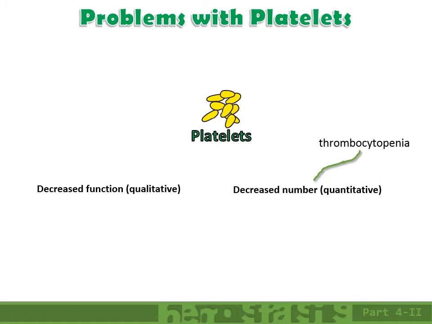A decrease in the number of platelets can be caused by typically one of three major mechanisms: increased platelet destruction, decreased platelet production, or sequestration of platelets in the spleen. Now, we're not going to talk about that during this module. You'll learn about that more later.